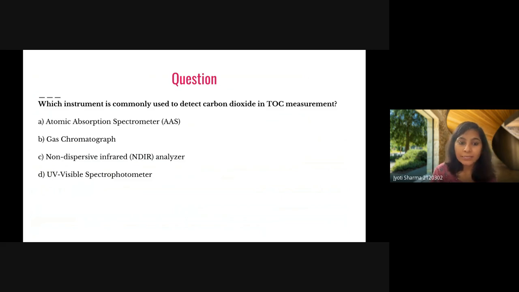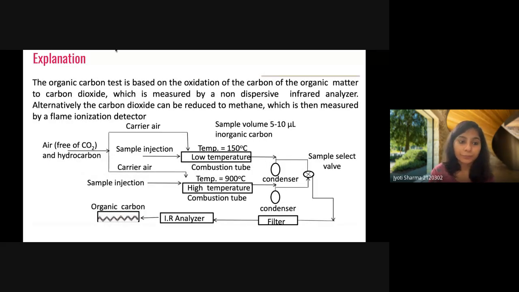Mithur gave me C answer. That is NDIR. Yes, so C answer is the right one. And just see here. In the air, we do have CO2, right? In the organic carbon test we have to do the oxidation of organic matter, and that oxidation will give you the CO2, and that CO2 we can measure using one instrument. That instrument is NDIR. So our total organic carbon can be measured using NDIR.